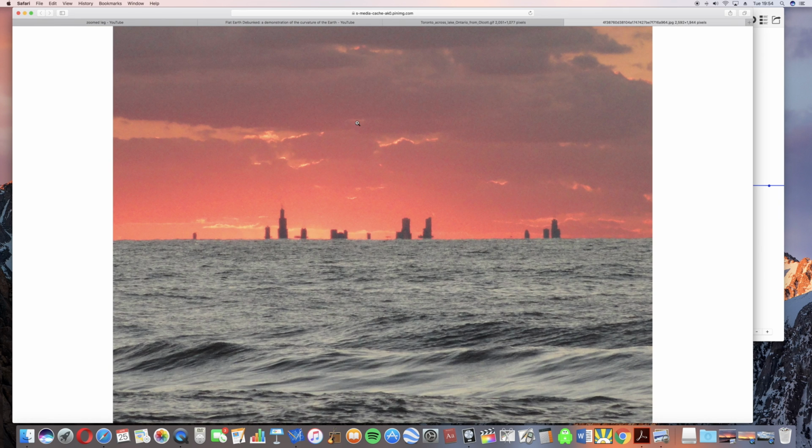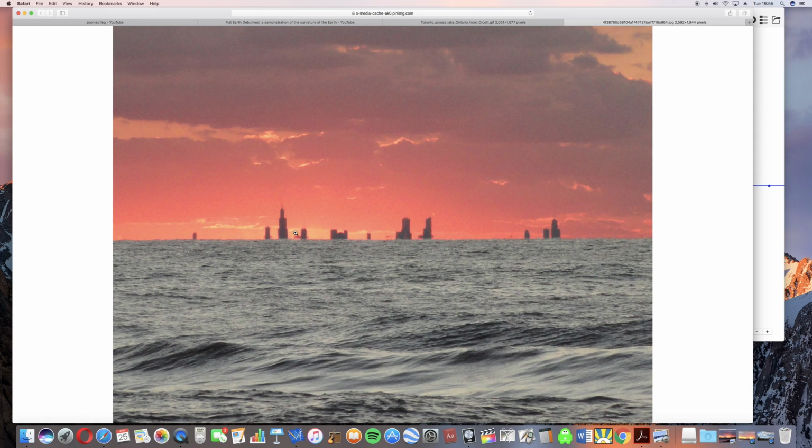Here's Chicago from across Lake Michigan. Again, it's sunk below the horizon. Okay, so this is my main evidence for this video, direct evidence of curvature. When you look at things across water, when they're far enough away, they sink below the horizon. And how much they've sunk below the horizon depends on your height.